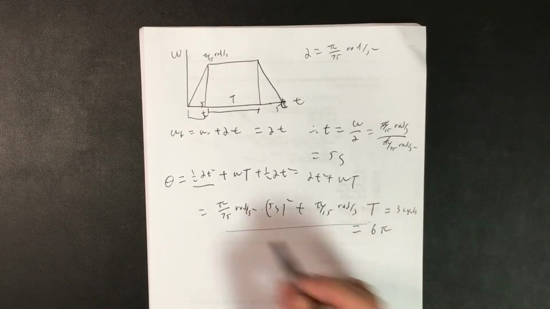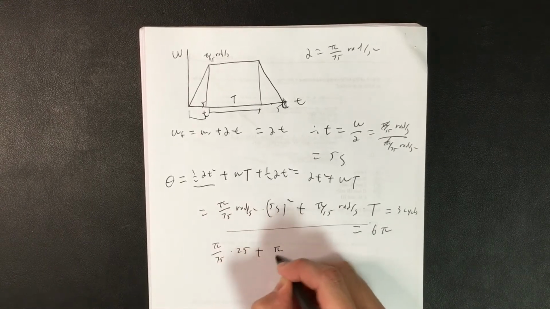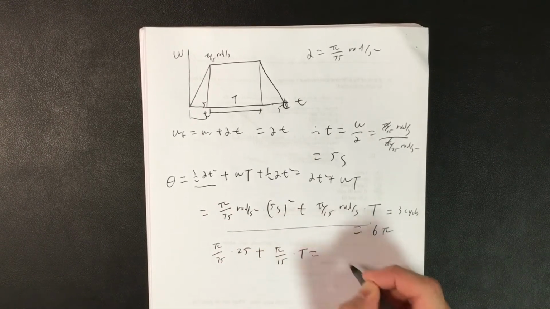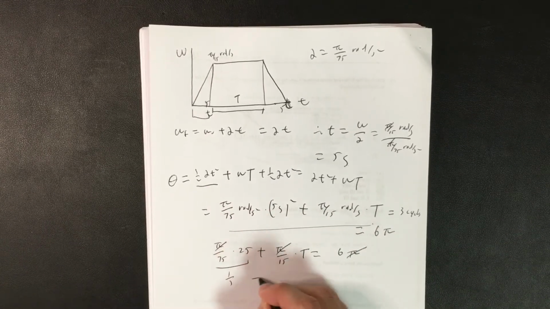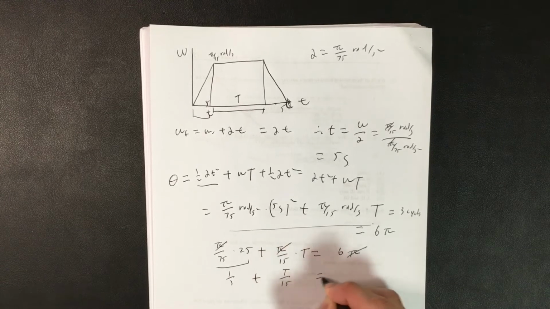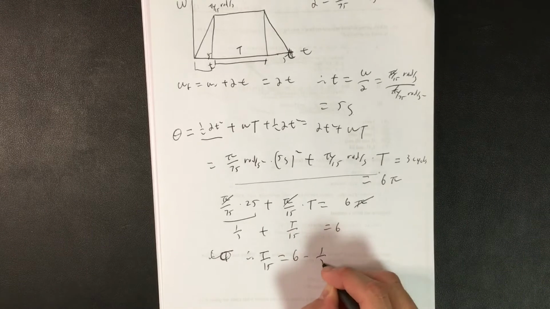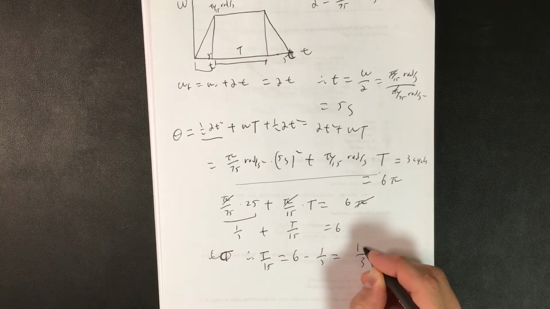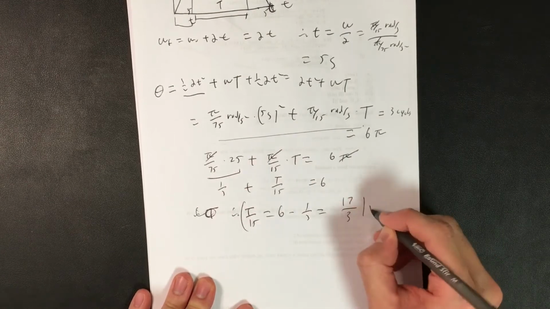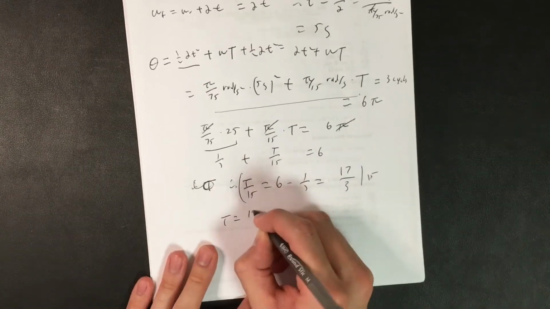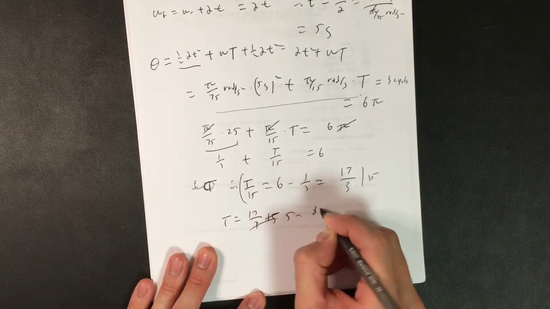So calculating, pi over 75 times 25 plus pi over 15 times T equals 6 pi. Canceling off the pi, this value is 1/3, and this is T over 15, that equals 6. So therefore, T over 15 equals 6 minus 1/3, which is 17 over 3. And multiplying each side by 15, T equals 17 over 3 times 15, which becomes 85.